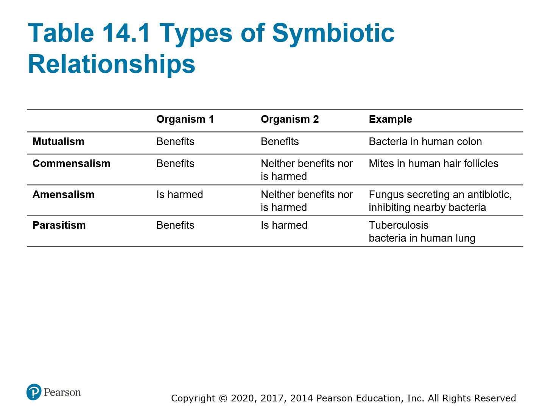Amensalism is where one organism is harmed, but the other one does not benefit, nor is it harmed. An example of this is a fungus secreting an antibiotic that inhibits the nearby bacteria. And then finally, parasitism, where one organism benefits and the other is definitely harmed. So tuberculosis bacteria in humans, and lots of different types of worms that we'll be talking about, helminths, later in the semester, are considered to be parasites.